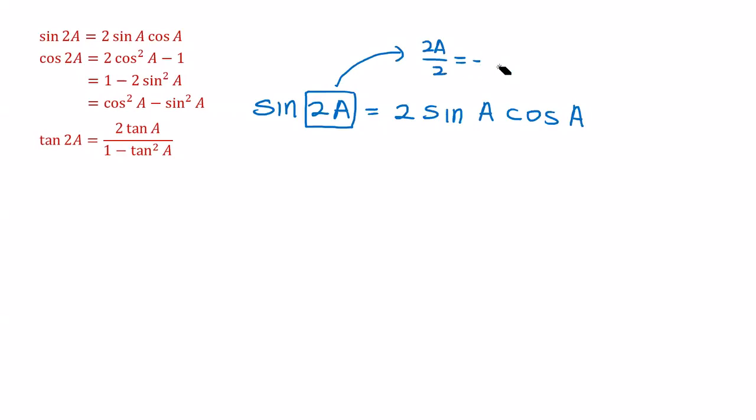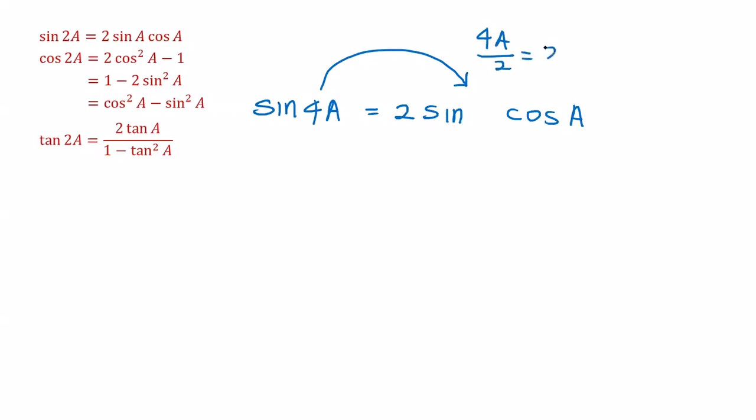Why do I need to explain this? In case I change it here to 4a, what will happen inside here? Inside here it will become half of the 4a. That means 4a divided by 2 becomes 2a, right? So that is what you are going to insert inside here, 2a. Understand? So this is how the formula works for us.